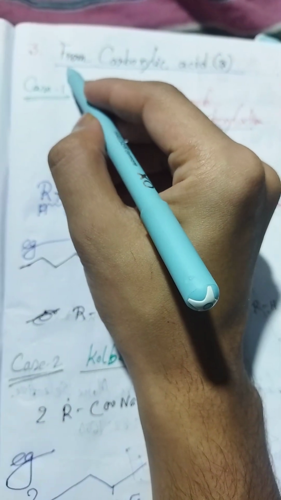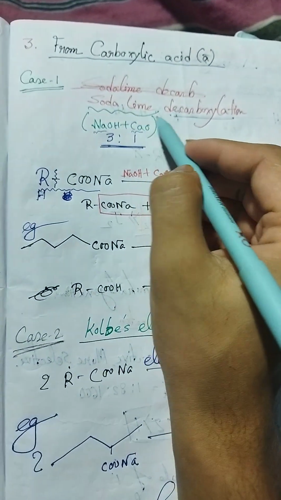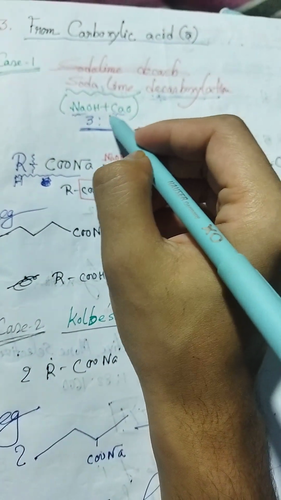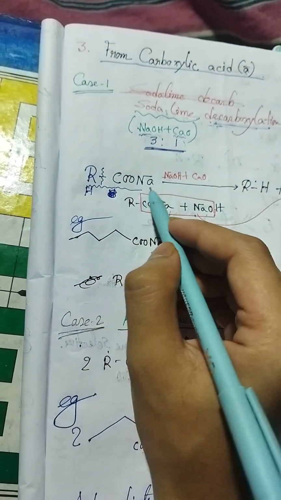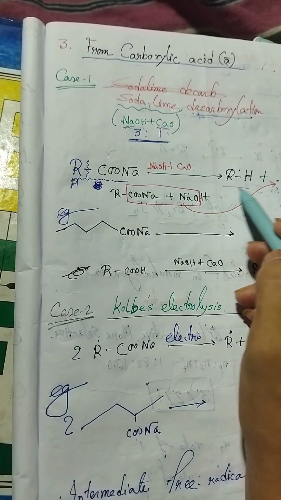Now from carboxylic acid to alkane. The case 1 is soda lime decarboxylation. Here the reagent is NaOH plus CaO, ratio is 3:1. In this case, the acid or acid derivative is the reactant and the product is alkane.